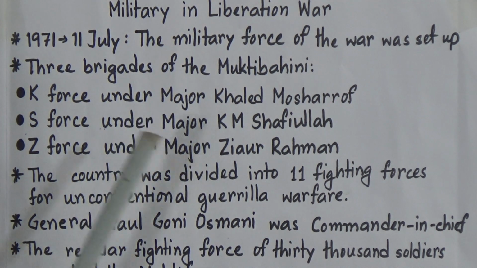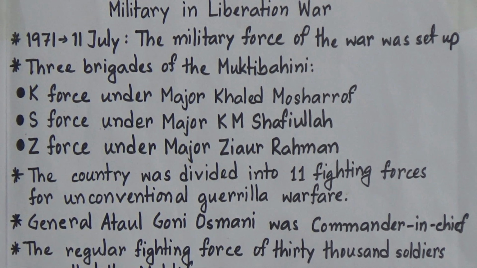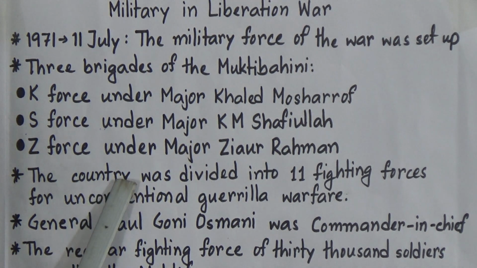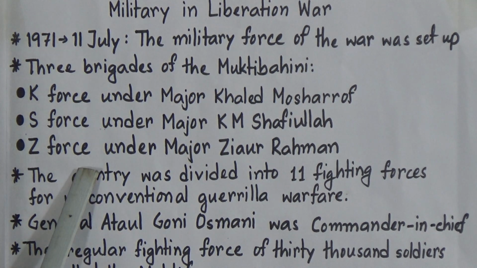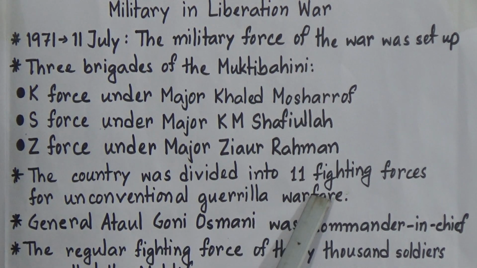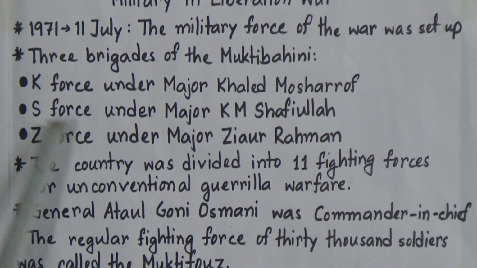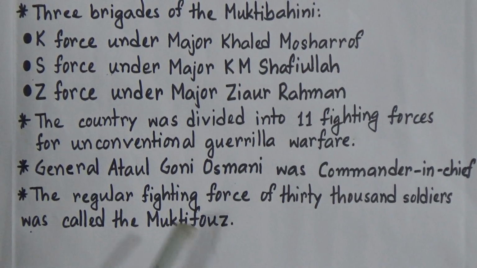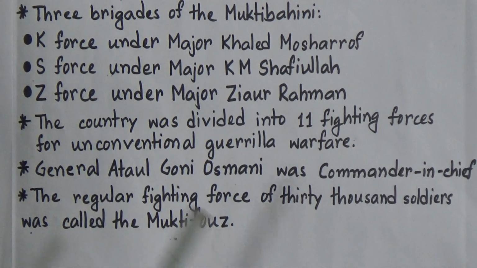But there was also unconventional guerrilla warfare. That means the common people or civilians who took training and took part in the liberation war are called the unconventional guerrilla force. So the country was divided into 11 fighting sectors for unconventional guerrilla warfare.